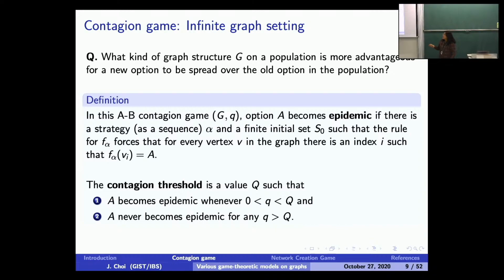So it's reasonable to think about this capital Q: when Q is less than this capital Q, A becomes epidemic, and whenever Q is bigger than this capital Q, it's not epidemic. It can be any value between 0 and 1. This number is called the threshold.